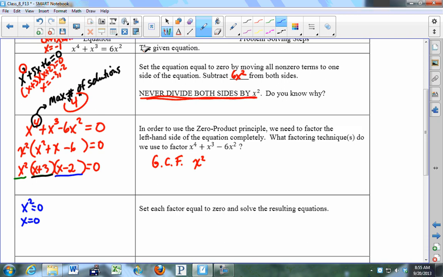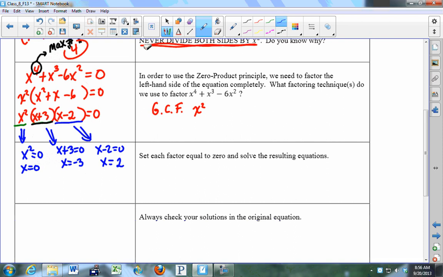Okay, let's take a look at our second. So we've set our first factor equal to 0. Now we have to set our second factor equal to 0 and solve that. Well, that's just a baby linear equation. And now we have to set our third factor equal to 0. So there are our three solutions: 0, -3, and 2.